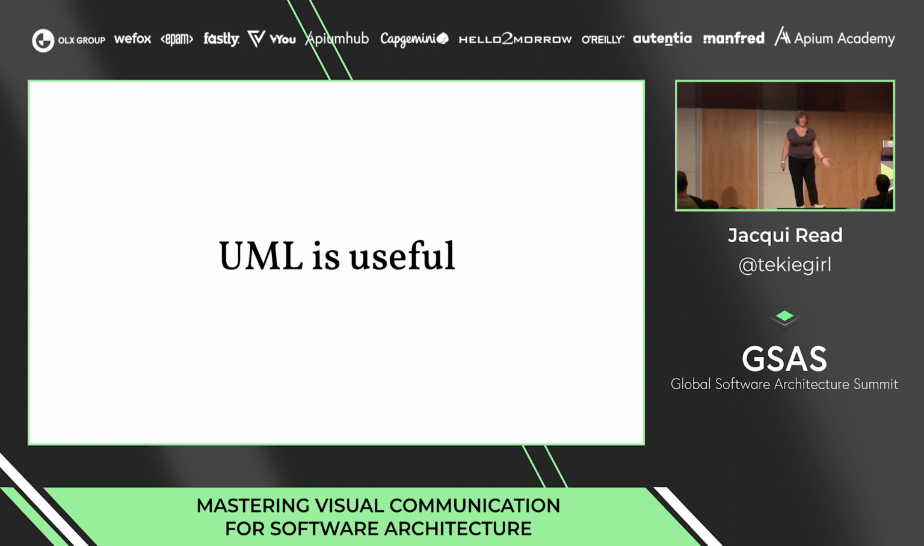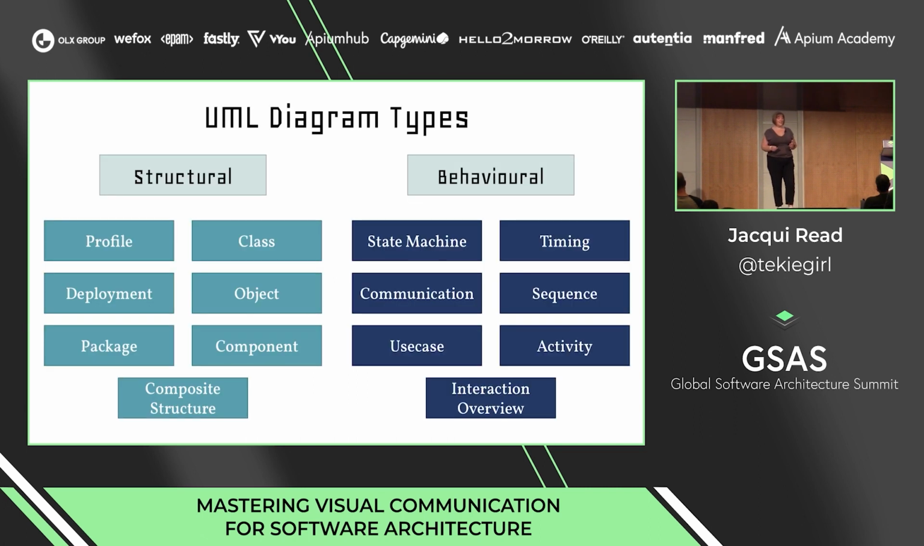But UML actually is useful. I'm not saying it's not useful, but it's useful in the right context. So UML diagrams are actually split into two different types, structural and behavioral. And there are an awful lot of different types of UML diagram. And I bet there's no one here who's actually used all of them. I bet there's only a few of them that are really used in anger. Sort of the class and component, and then sequence. I often use a type of sequence diagram, and then use cases and activity diagrams.